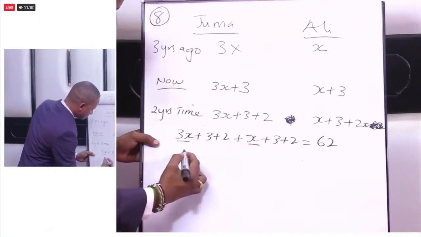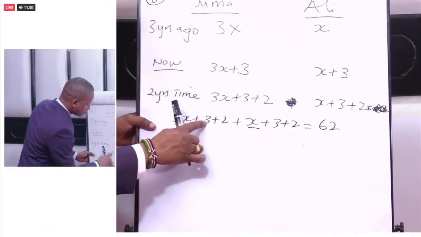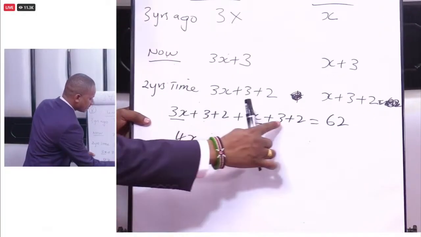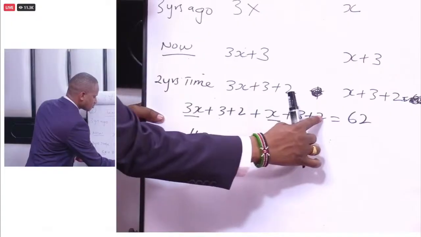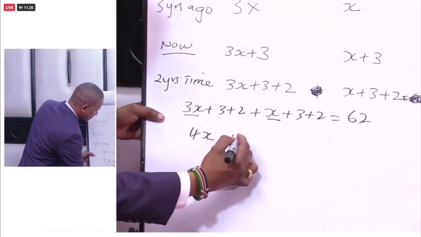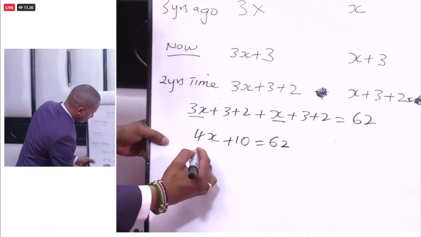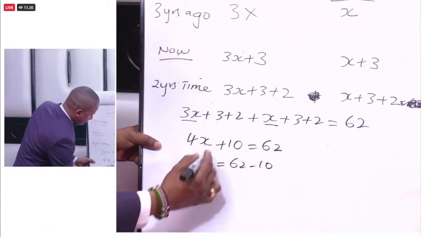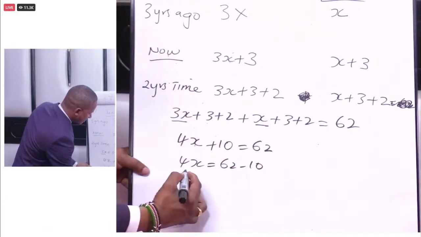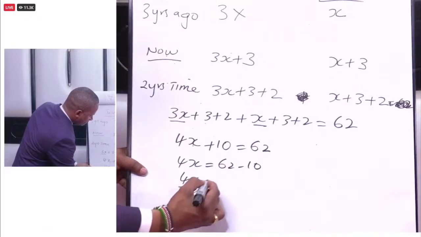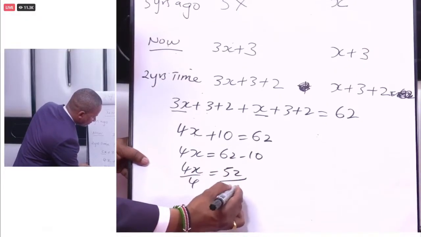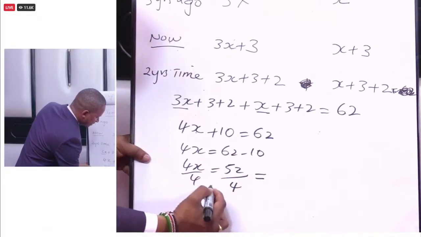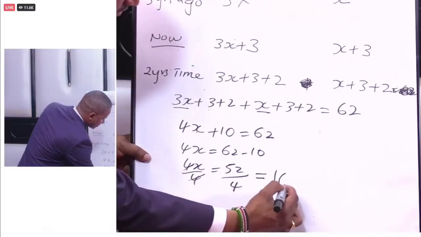3x plus x is 4x. Then 2 plus 3 is 5, 5 plus 3 is 8, 8 plus 2 is 10. Plus 10 equals 62. So 4x equals 62 minus 10. When 10 crosses the other side, it becomes minus. 4x over 4 equals 52 over 4. So when you solve this, x is 16 years.